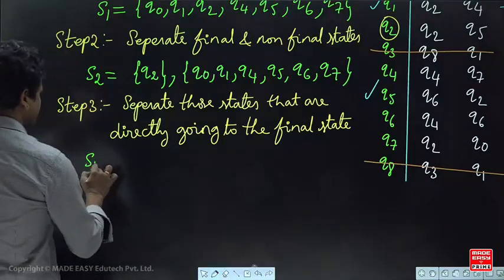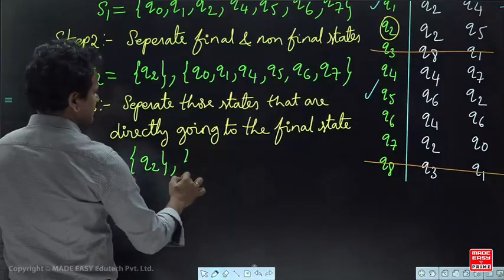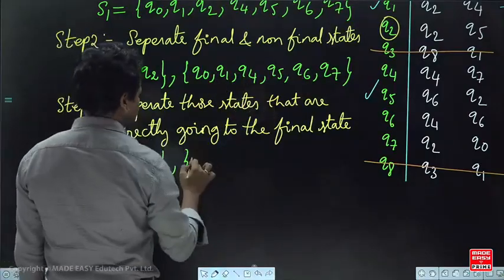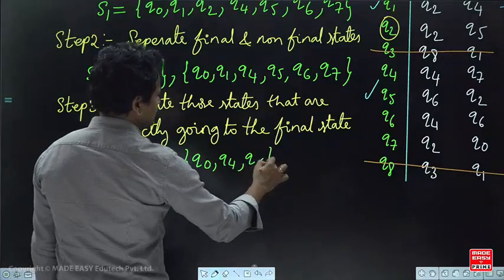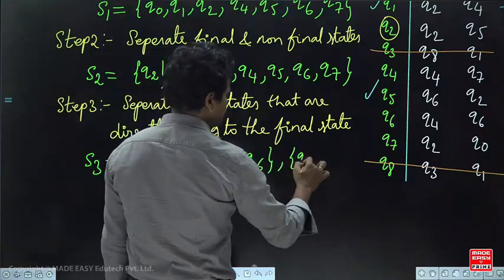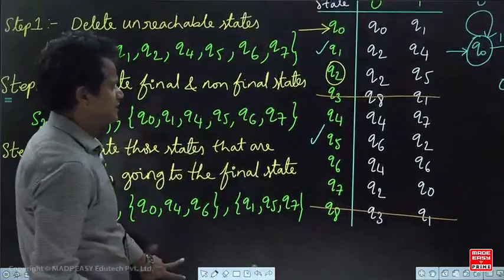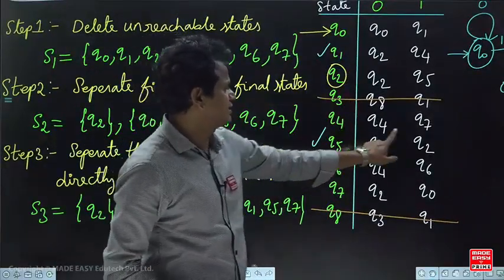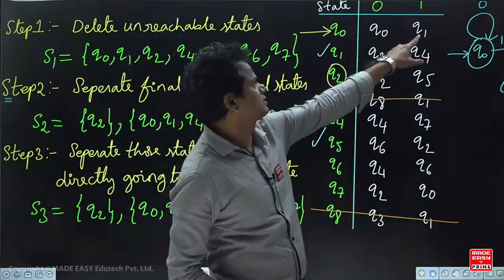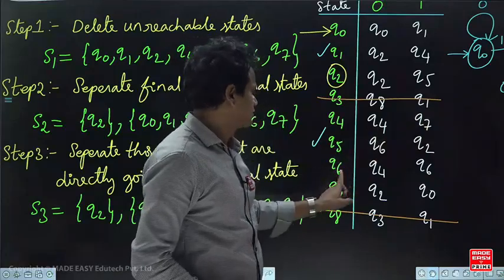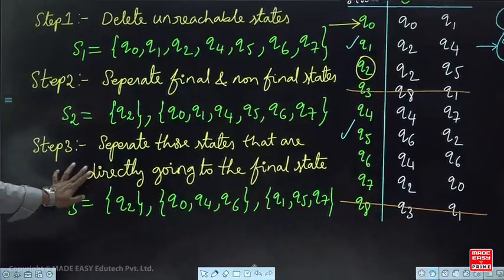Step 3. Already we have separated Q2. Now from Q0, Q1, Q4, Q5, Q6, Q7: Q0 cannot go directly, Q4 cannot go directly, Q6 cannot go directly, whereas Q1, Q5, Q7 can go directly. Q1 on 0, Q5 on 1, Q7 on 0 can go directly. Whereas Q0, Q4, Q6 are not directly going. Just copy this one.